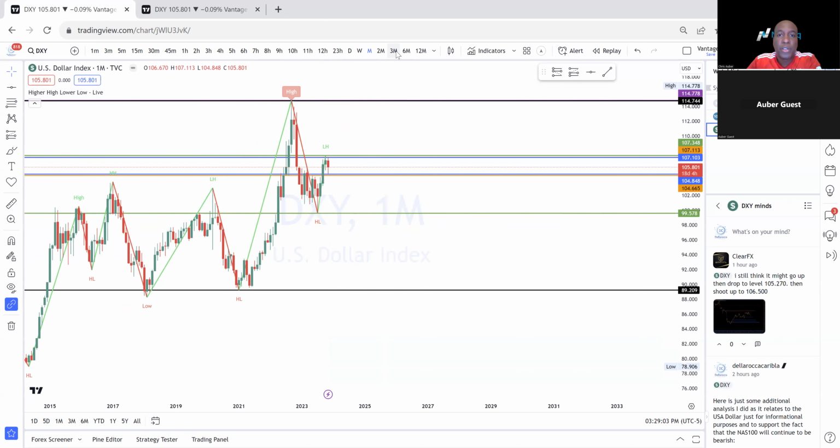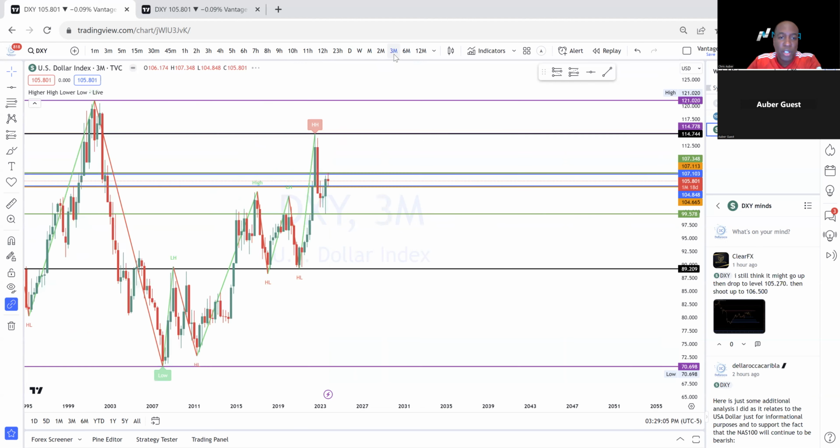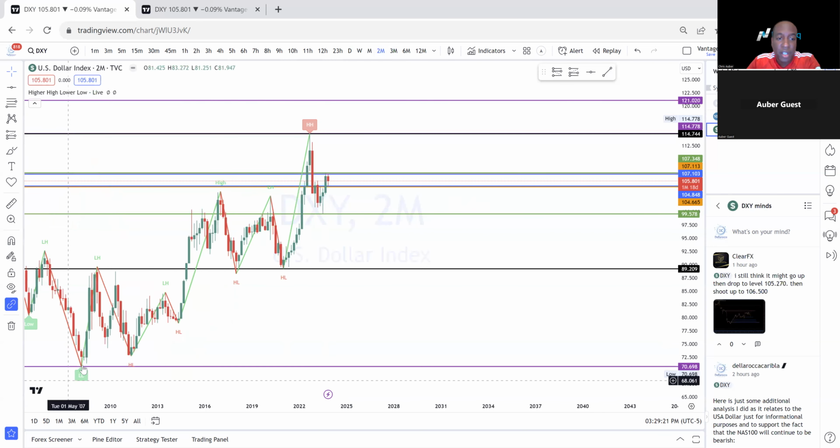So we're on the 6-month. Now, if you go on the 3-month, you'll see a similar pattern. Since hitting this lowest point, it's been making higher lows, higher highs ever since, up until this point. You go down to your 2-month, it's the same thing. From a lower low all the way up, it has been making higher lows, higher highs.